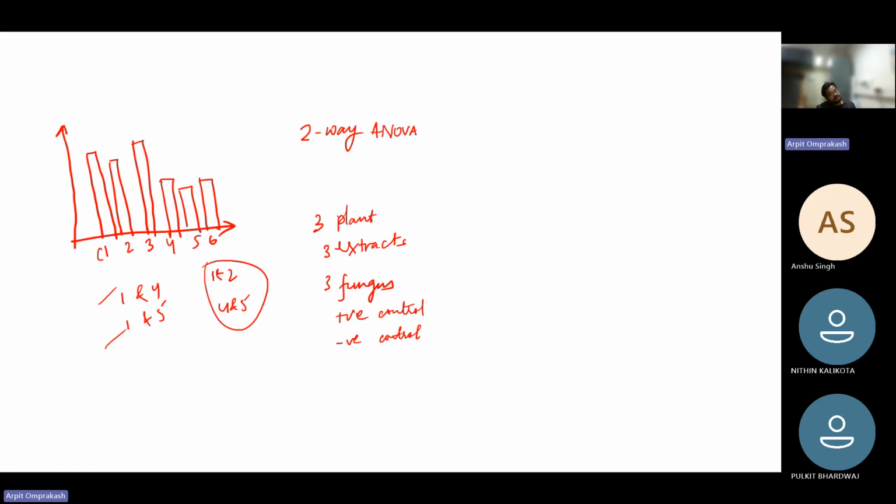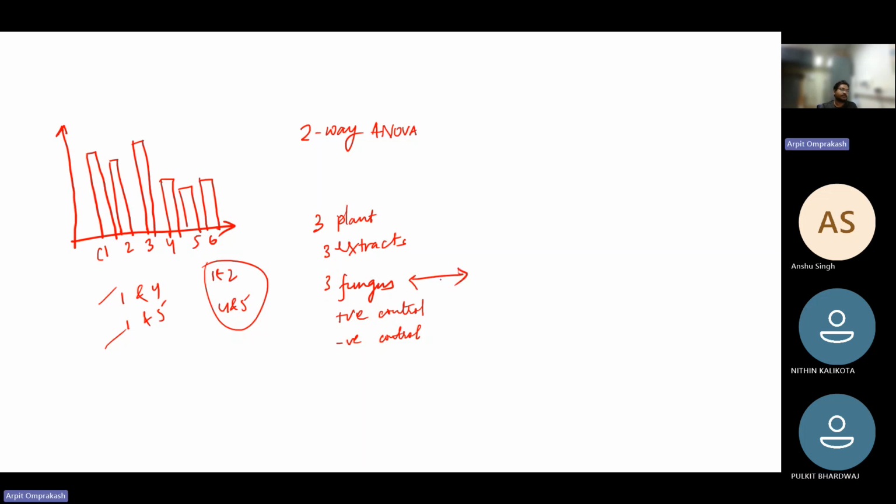So your end goal is to basically say, make what statement? So the end statement will be this: for example, the plant one methanol extract is effective against fungus one. And for plant two, this extract is effective against fungus two. So basically, what I want is the extract against each fungus. It could be a single extract, it could be a double extract, but to compare it with the rest of the extracts.